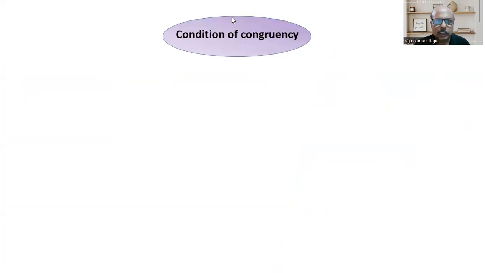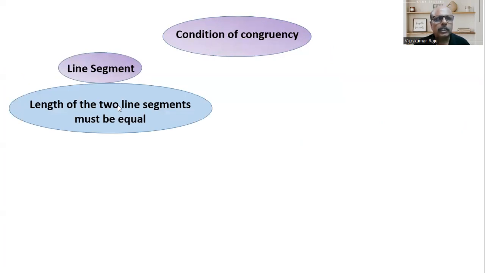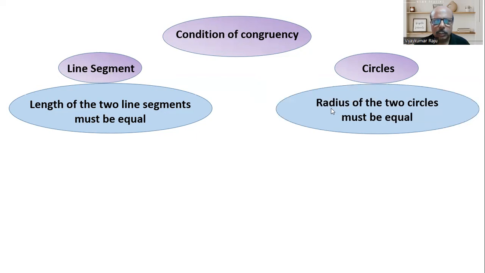What should be the condition for a figure to be congruent? Now let us take one line segment. When you say line segment, what should be the condition? The length of the two line segments must be equal. If the length of the two line segments is equal, then we can say that the line segments are congruent. Now let us take a circle. The radius of the two circles must be equal. If the radius is equal, then we can say they are congruent.